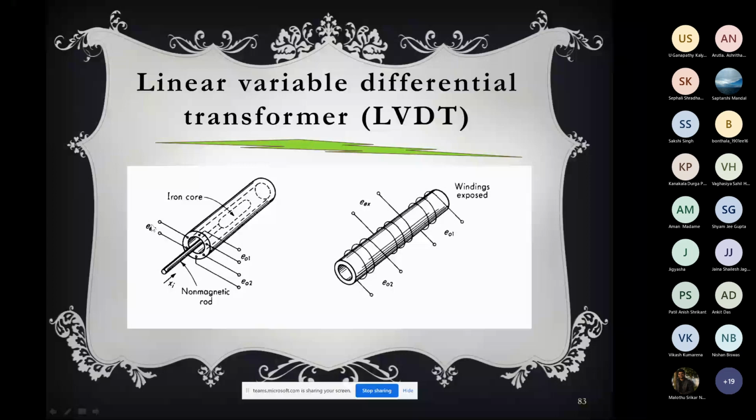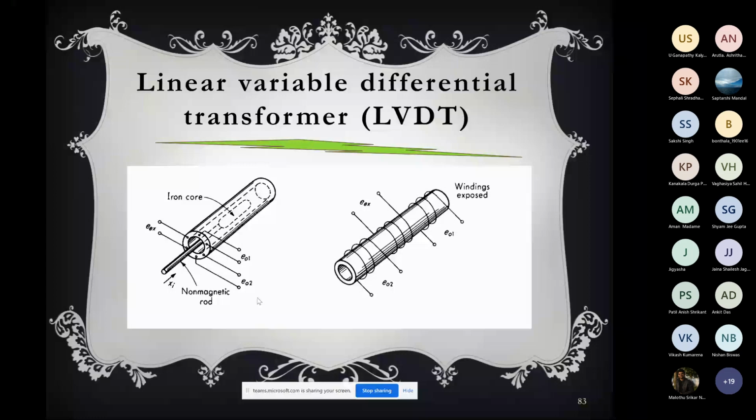Now with the LVDT, what is the input? Input is the displacement. What is the output? Output is the voltage. We want to measure the displacement of something, a shaft for example. Where do we apply it? We apply the displacement on the rod. And what is the rod? The rod is the core of the differential transformer.